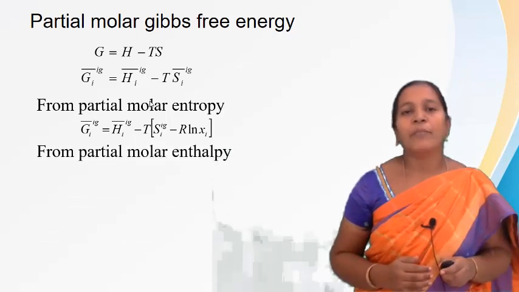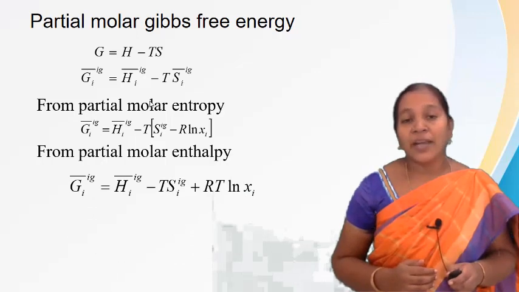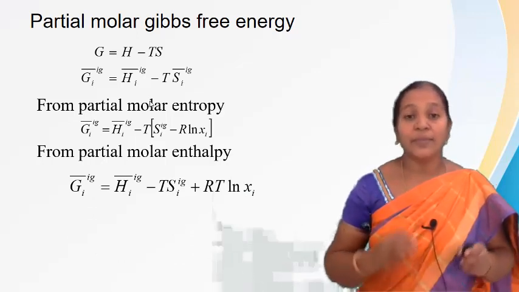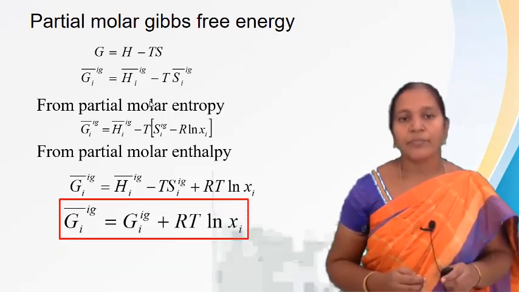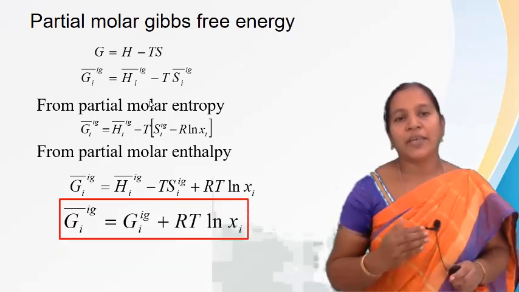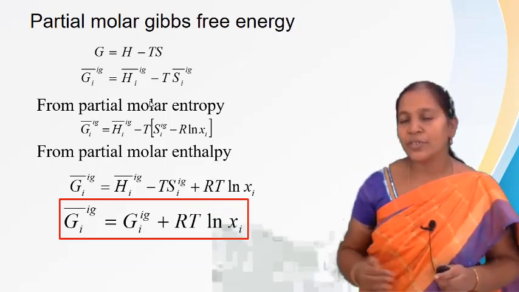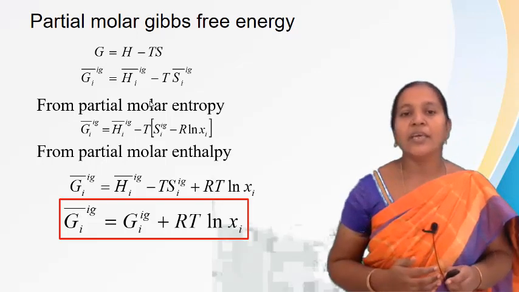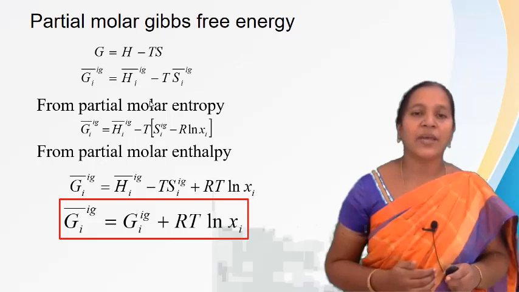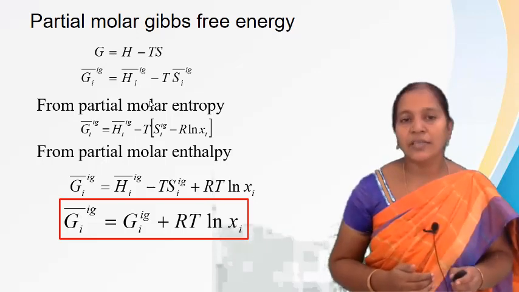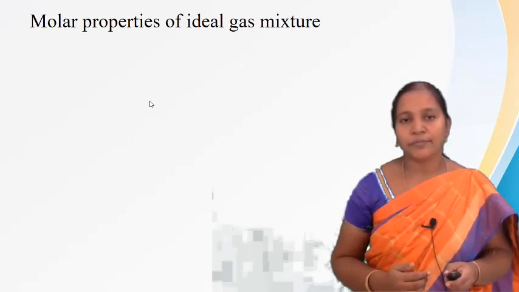From partial molar enthalpy, G_i bar ig is equal to H_i^ig minus T S_i^ig plus RT ln Xi. Therefore, substitute in place of Hi. G_i bar ig is equal to G_i^ig plus RT ln Xi. Therefore, replace H minus TS with G. That is from the definition of Gibbs energy.